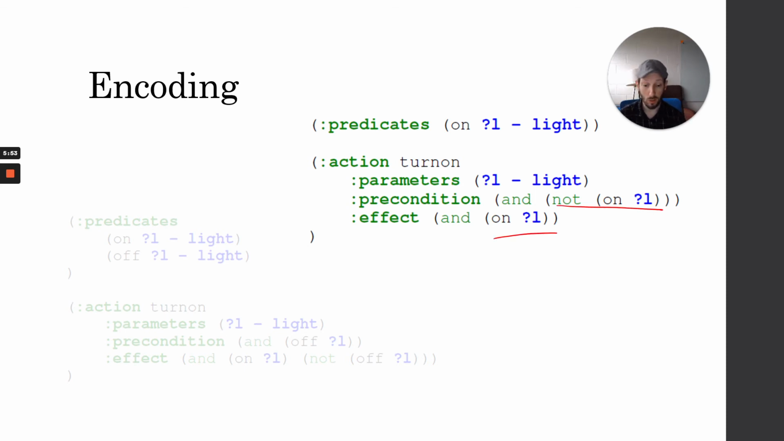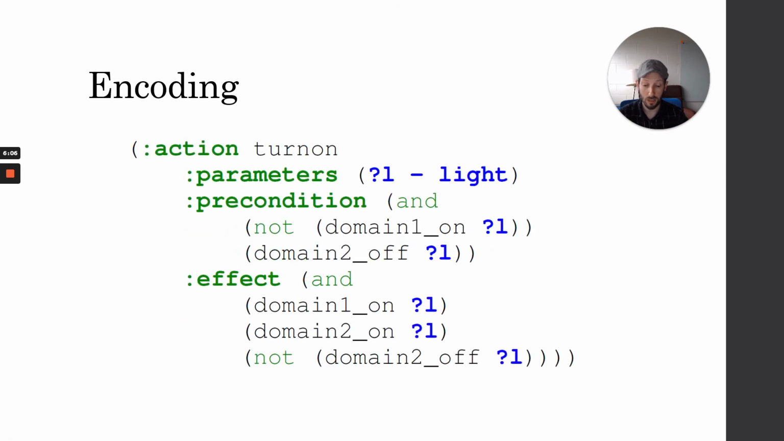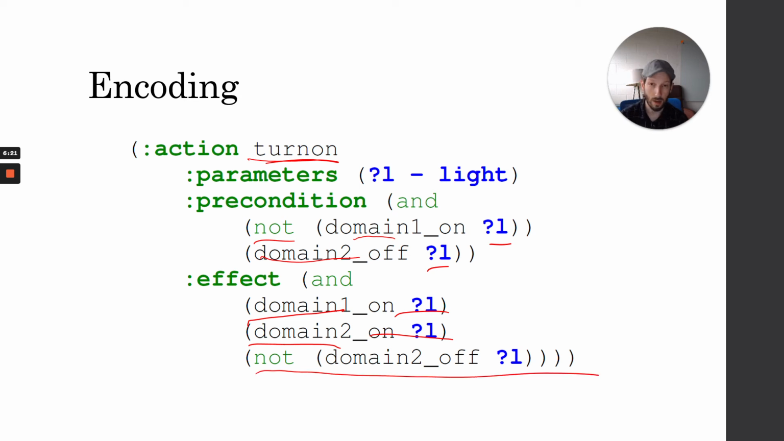The way that we merge these two is to take the prefixed predicates that we would be using for the individual domains and create just a single turn on action that has the preconditions and effects for each of their constituent domains. And so the precondition here for this new sort of merged turn on action is that in domain 1, it is not on. In domain 2, it is off. And the effect is in domain 1, it is on. In domain 2, it is on. And in domain 2, it is not off. Right? So we've taken the preconditions and effects and just taken the union of each of them. And there's no overlap here because we prefix each of those predicate names.